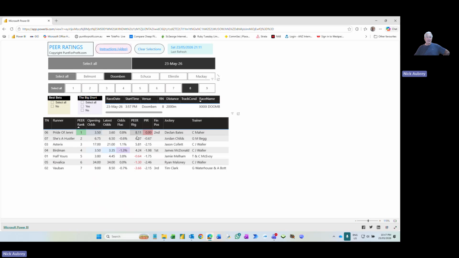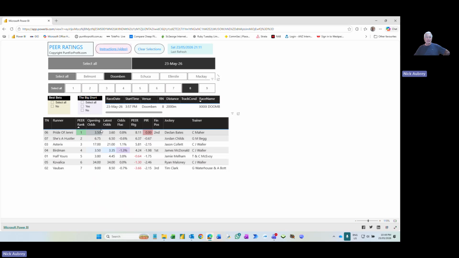PEER stands for my ratings, my own individual ratings that I've supplied, and the horse, which you can sort either high or low, with the highest peer rating was Pride of Jenny. So that's shown with a green background.